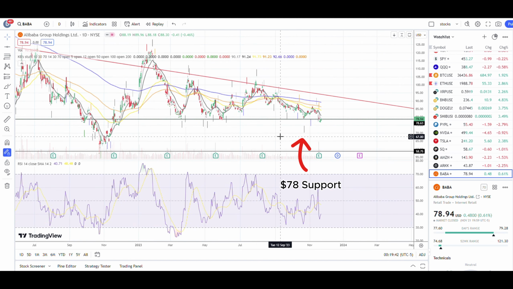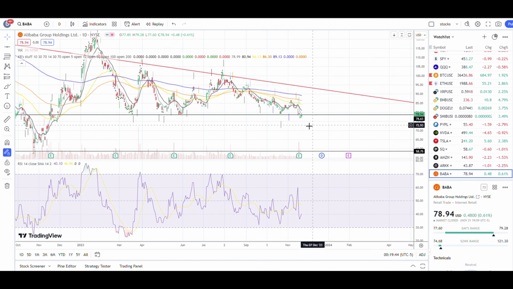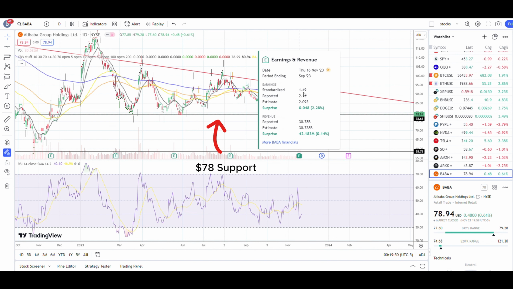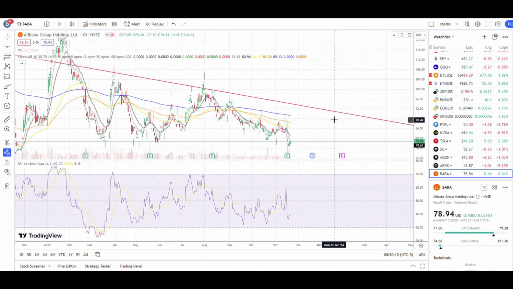But again, if you guys zoom in a little bit more, you'll see we did break down below the support level as well just before the earnings, but thankfully earnings came out to be positive. They did do a little bit of a surprise on revenue. It's not quite a lot compared to the whole revenue that they had, but it is still quite something to consider. And it is slowly trying to get back above this resistance that it broke down below.